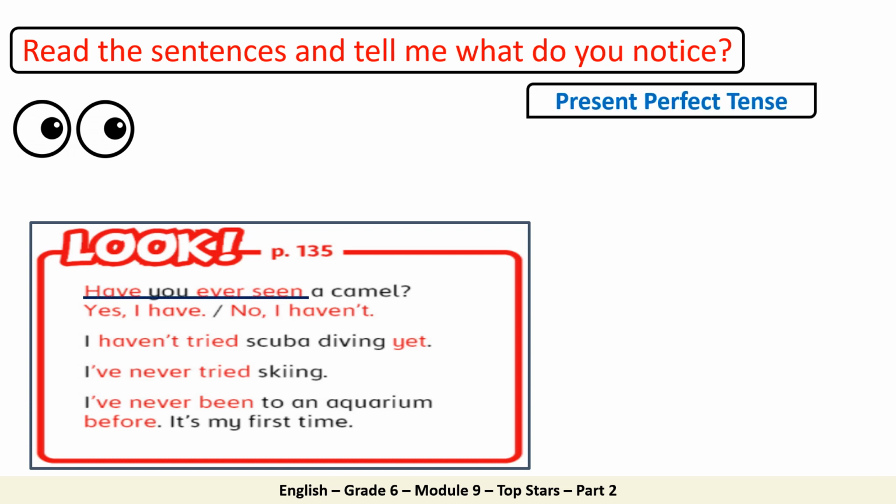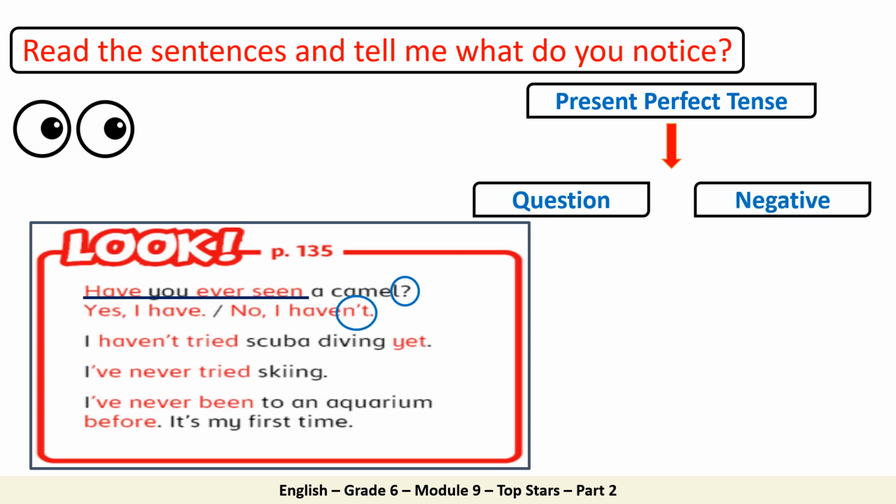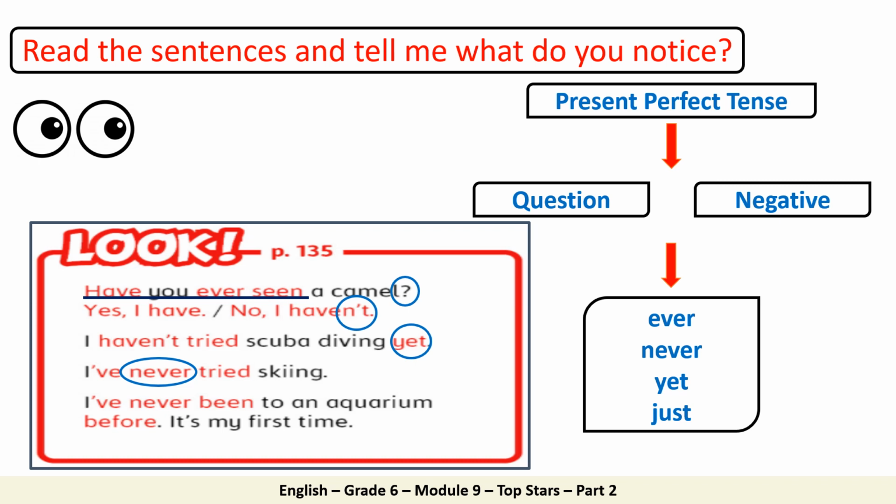That's right. We notice that we're using the present perfect tense. Right? Very good. But in which form? Yes, it's in the question form and in the negative form. All right, now have you noticed anything else? That's right, there are words that are associated with these structures, like ever, never, yet, and just. Very good, awesome.